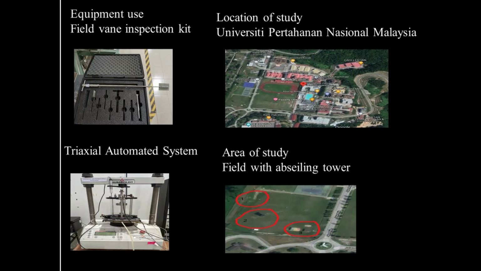The pictures show the equipment and also the area of study. The main equipment used for this project is, for the in situ test, the field-based shear test, and for the laboratory test, the triaxial automated load system. The location of study is at University Pertahanan Nasional Malaysia and the area of study chosen is at the field area near Epsilon Tower.